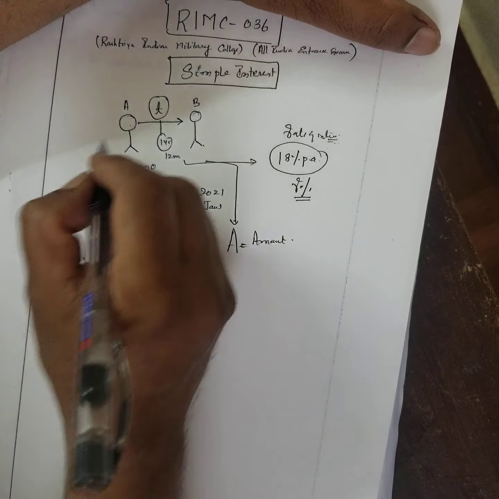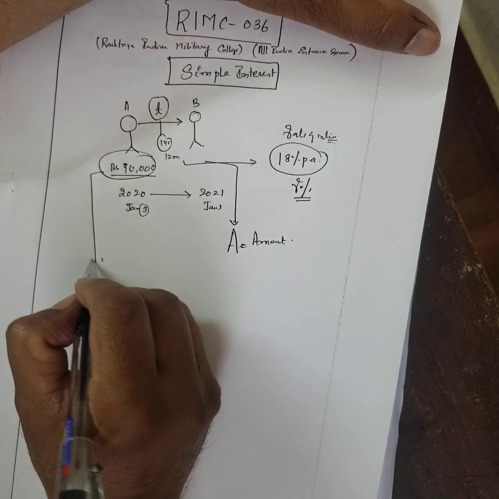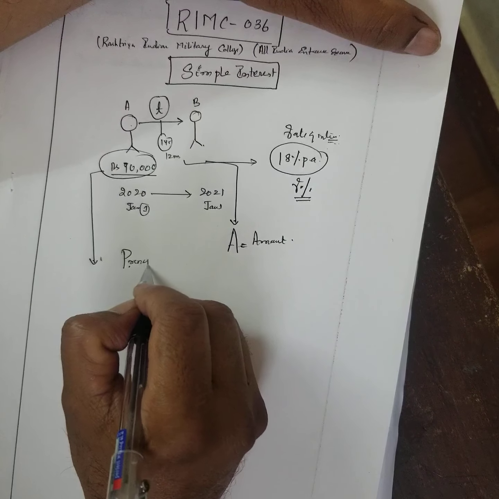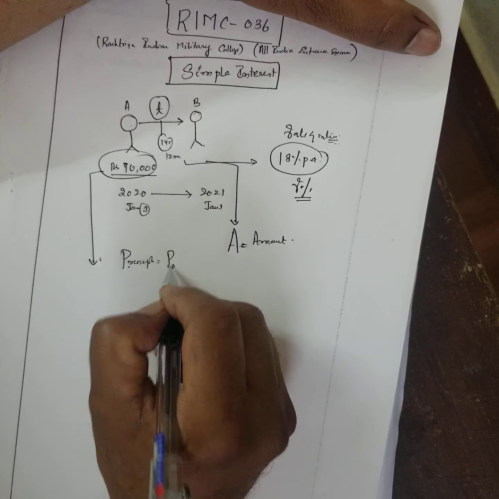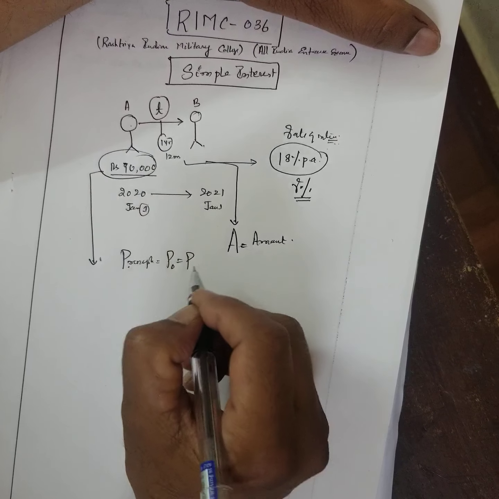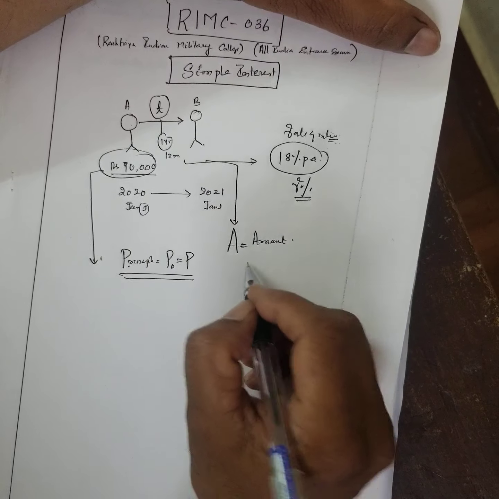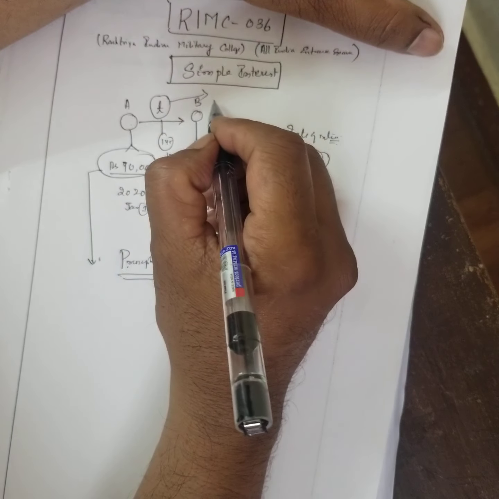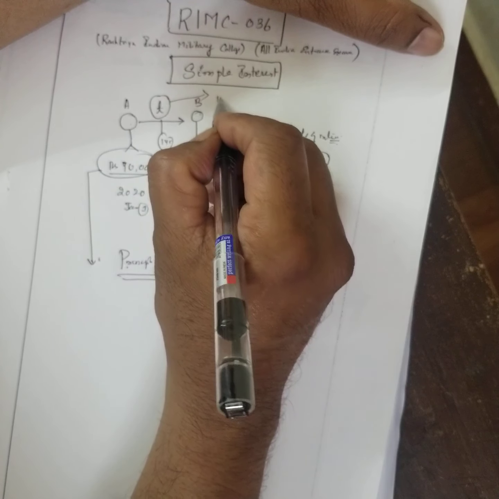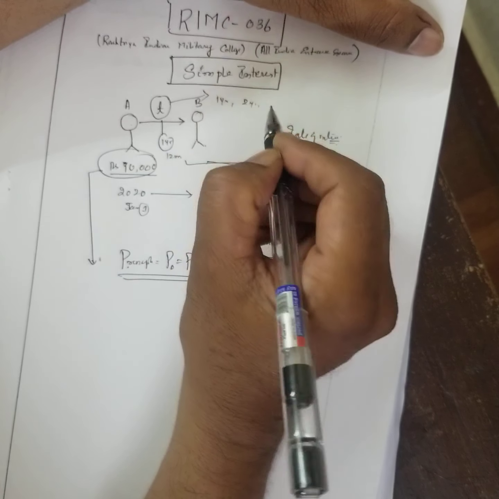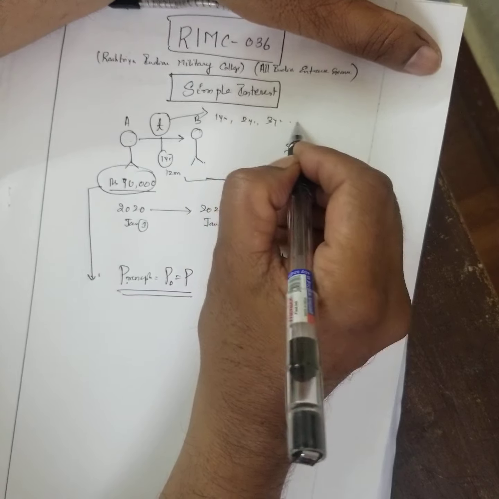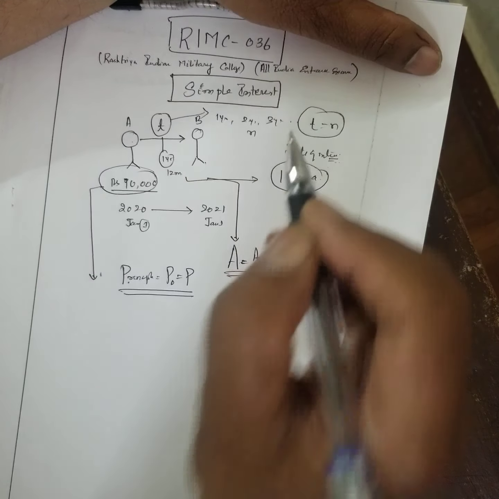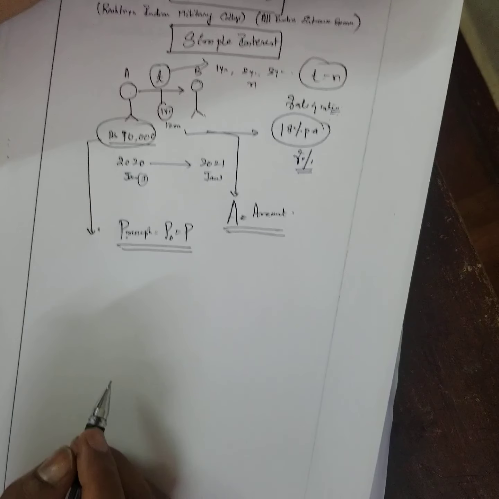The 10,000 he borrowed is called the principal, initial P naught. P naught or P is called principal. This is the total amount. And T is the number of years, 1 year or 2 years or 3 years and so on. Sometimes T is replaced by years. These are the terms they use.